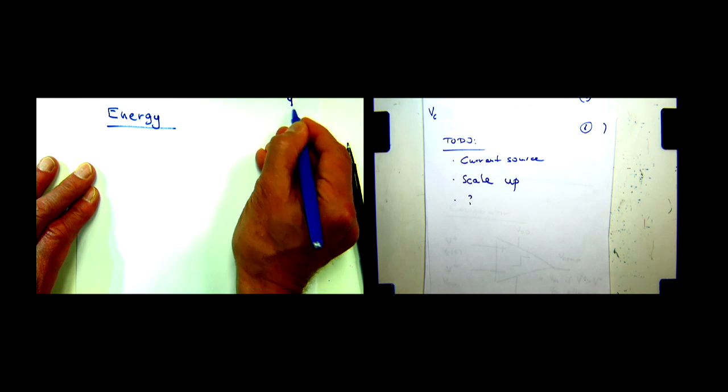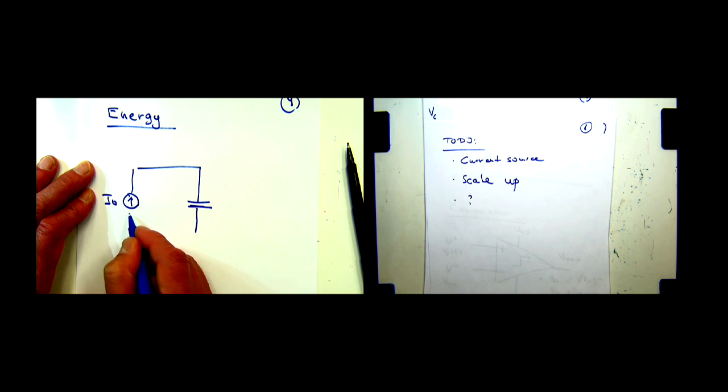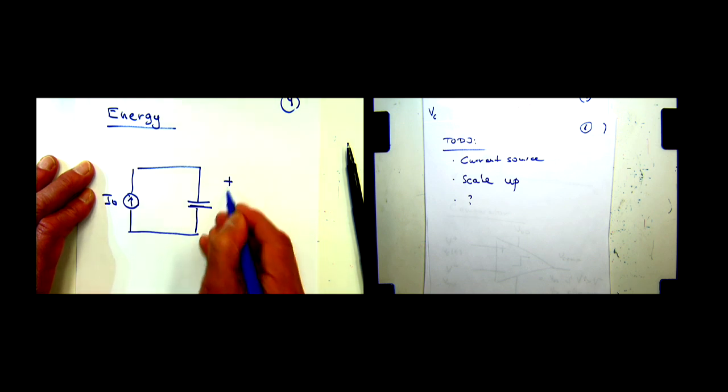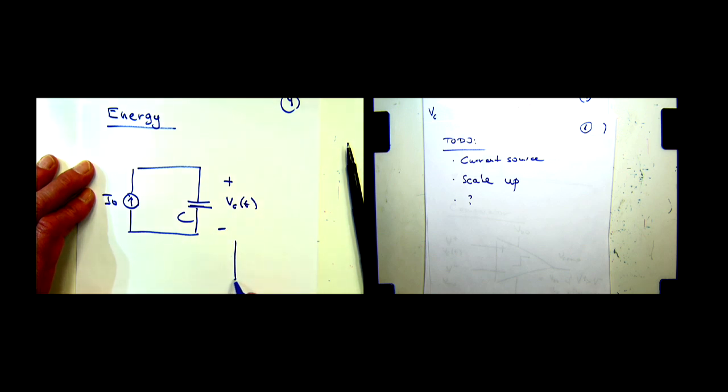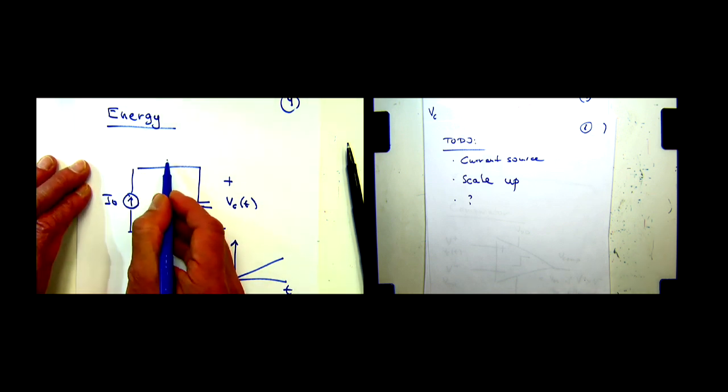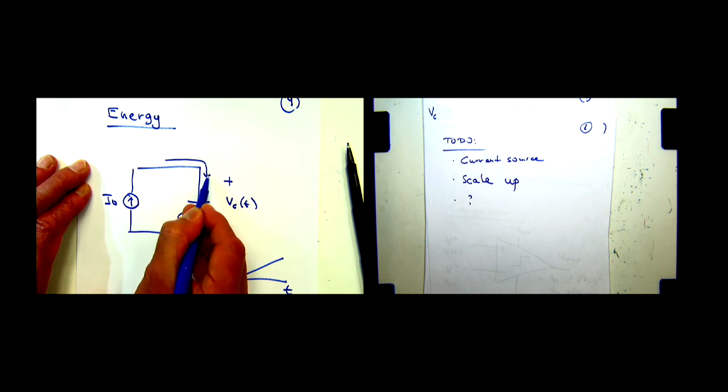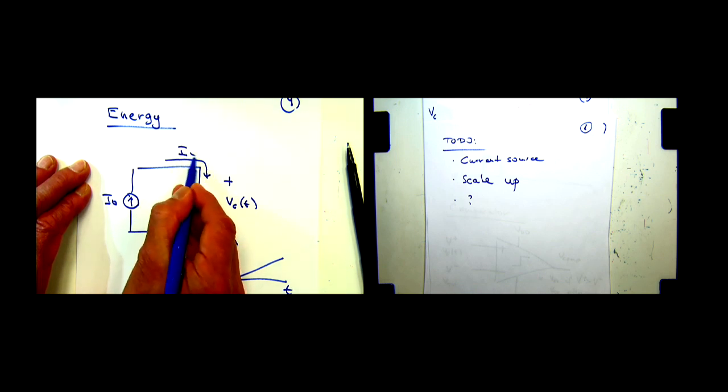So when we look at the capacitor, let's say we had a current source like this, some I0, and we connect a capacitor across it, then we get the voltage Vc of t across it. If the current source is constant, as a function of time, it's going to look something like this. This current I0, of course, is going to flow into the capacitor.